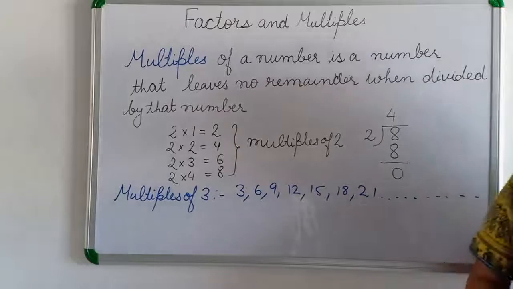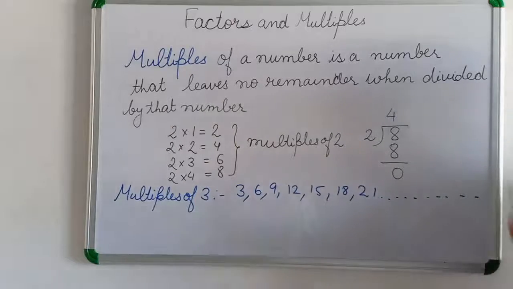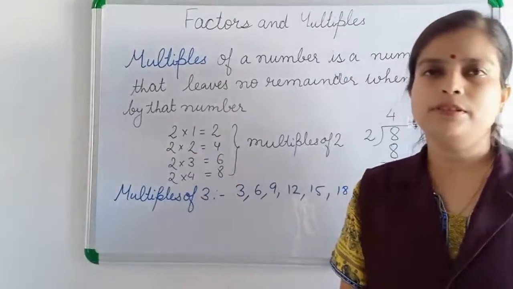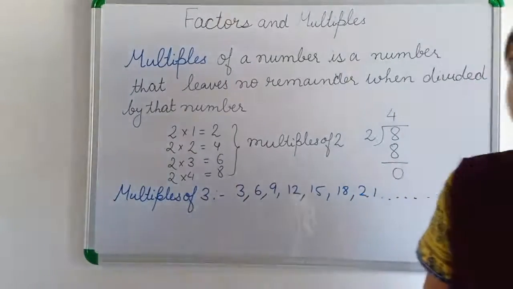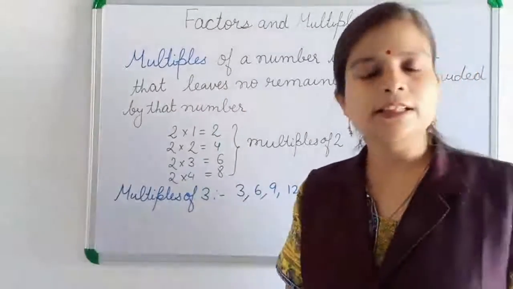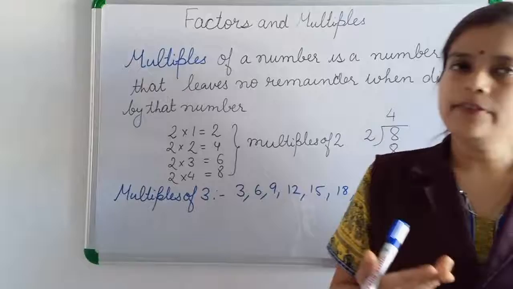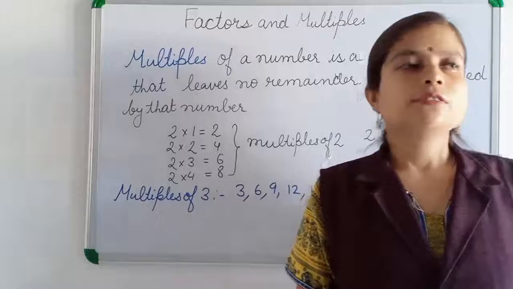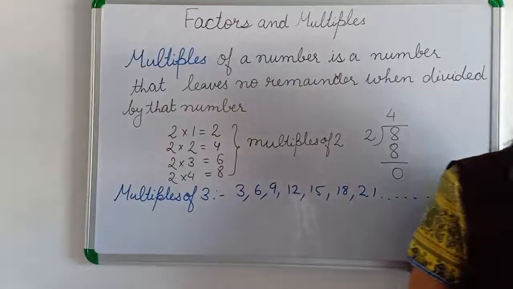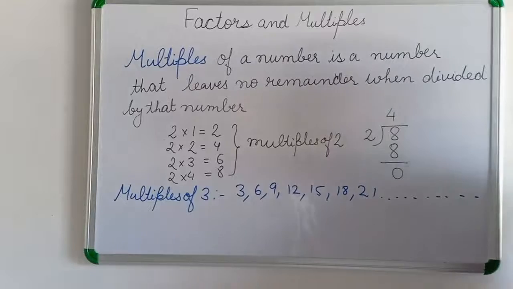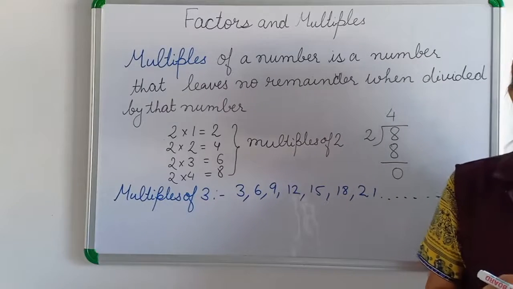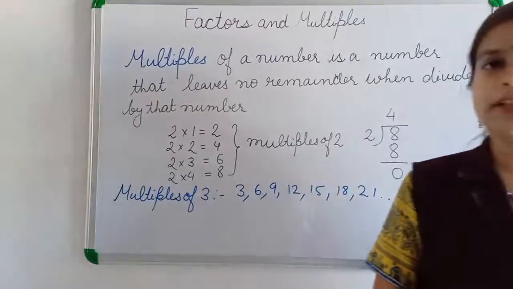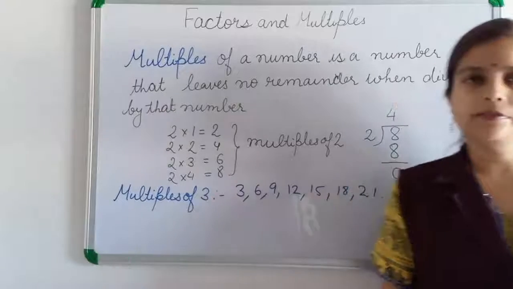Unlimited it is. And some facts about multiples: you can see 1 is a factor of every number. So when we divide any number by 1, it leaves 0 remainder. When we divide 4 by 1, 0 remainder. When we divide 5 by 1, 0 remainder. So every number is a multiple of 1, and 1 is a factor of every number. We can say it like this.